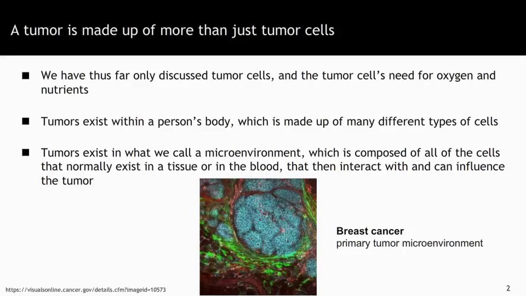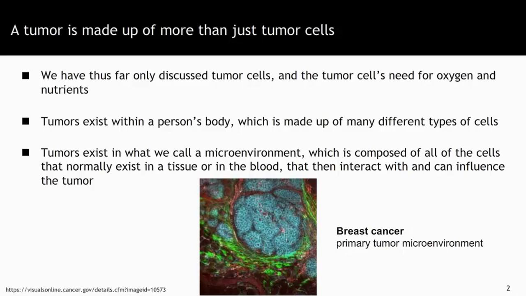There are many types of cells present within a tumor in what we call a microenvironment. An example of this is in the image, which shows breast cancer cells in the light aqua blue color, surrounded by green and red cells in a sort of cellular milieu that creates a tumor microenvironment.